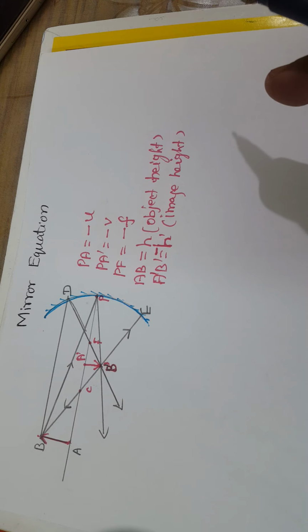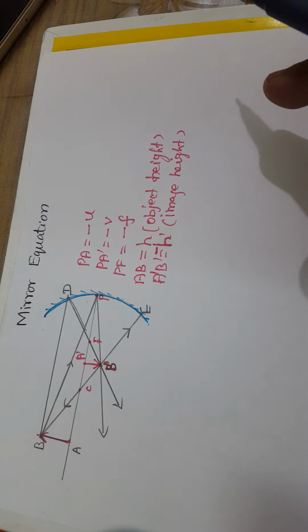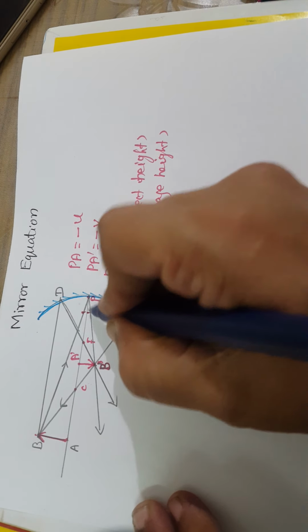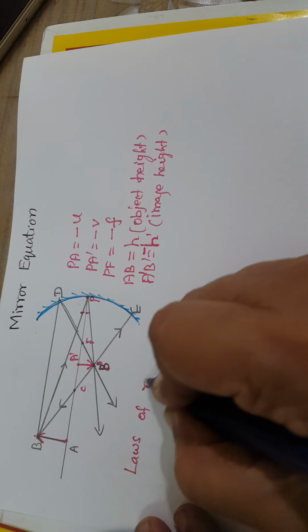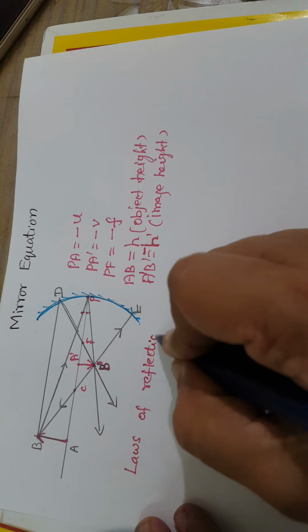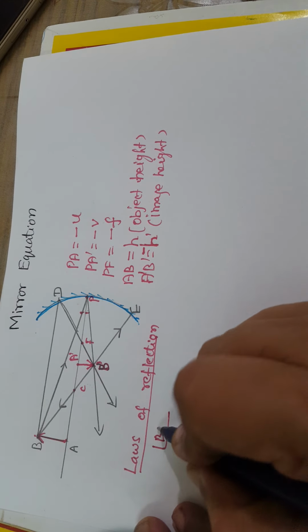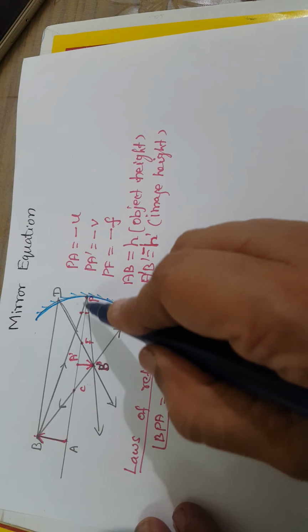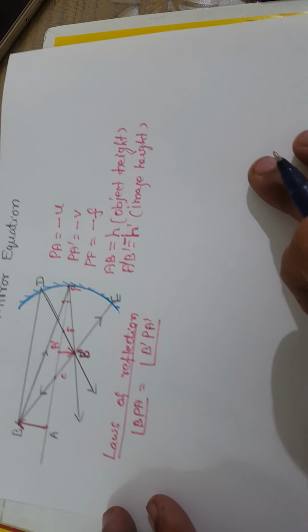Now to prove the mirror equation, you can follow the law of reflection. So this is the angle of incidence and this will be the angle of reflection. According to the laws of reflection, angle i is equal to angle r. So angle BPA is equal to angle B dash P A dash. This is due to the law of reflection.